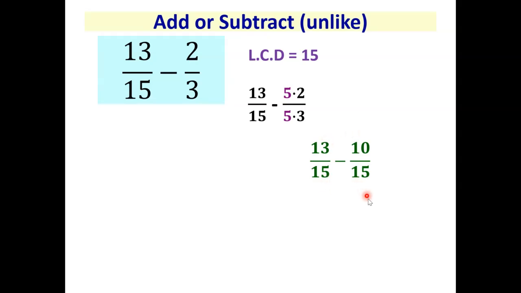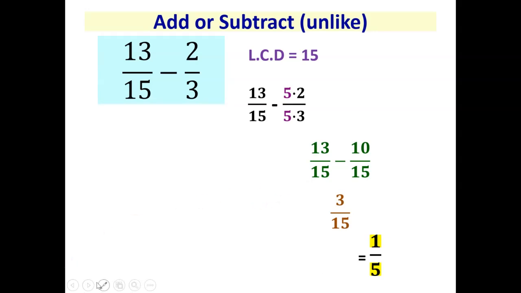Now we got the like denominators, subtract 13 minus 10 and keep the 15. You should get 3 over 15. This time we must reduce. 3 over 15 should be dividing both by 3. That should give you 1 over 5 as your final answer.